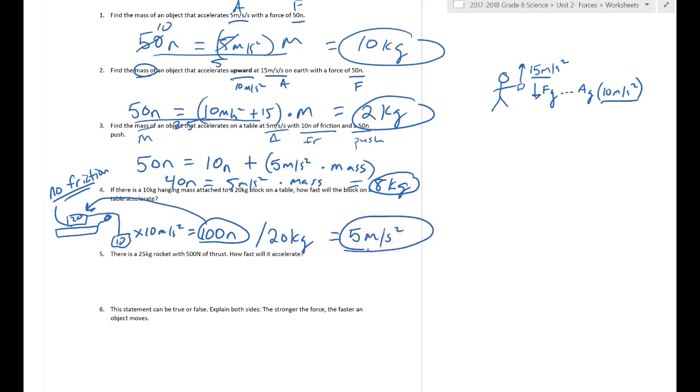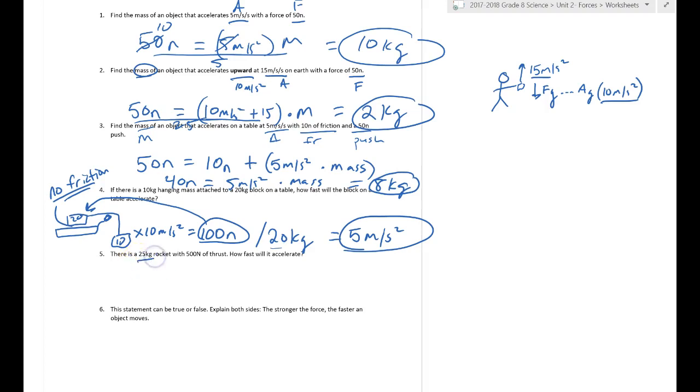If, for instance, in a different or related problem, I said now there's 20 newtons of friction on the table, that 100 newtons, we'd have to subtract the 20 newtons of friction to get 80 newtons left over after you've dealt with friction. That is, 80 newtons applied to the 20 kilogram object would result in the block only moving 4 meters per second squared. There we see the direct relationship between friction slowing down an object's motion.